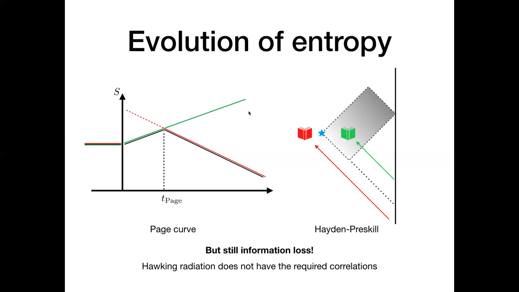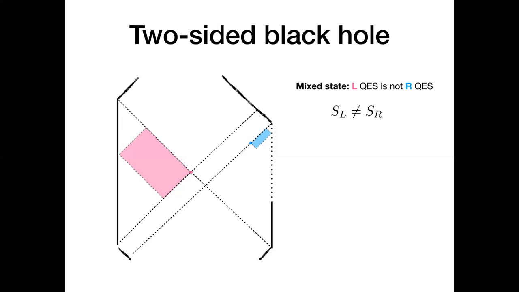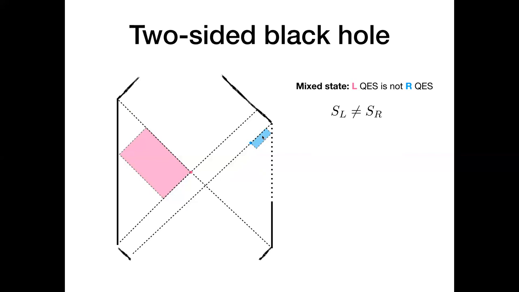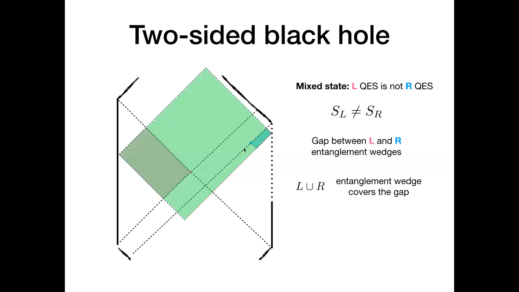So I better wrap up in the next couple of minutes. I'll just briefly mention what happens in this two-sided case where you have a purifying system. Because the bulk fields are in a mixed state, it means that the quantum extremal surface for the system on the right is different from the quantum extremal surface for the system on the left. So the right system would have this blue quantum extremal surface and the left would have this pink, and they have different entropies. But if I had access to the whole system LR, again, it's in a mixed state, but then the quantum extremal surface would cover the whole space-time. So there's this sort of error correction story, if you like, where this region in the middle is not accessible to the left CFT or the right CFT, but it is accessible to both of them together.